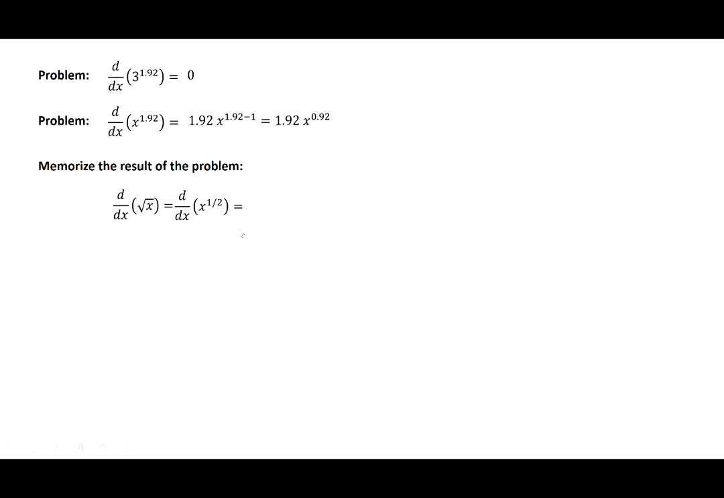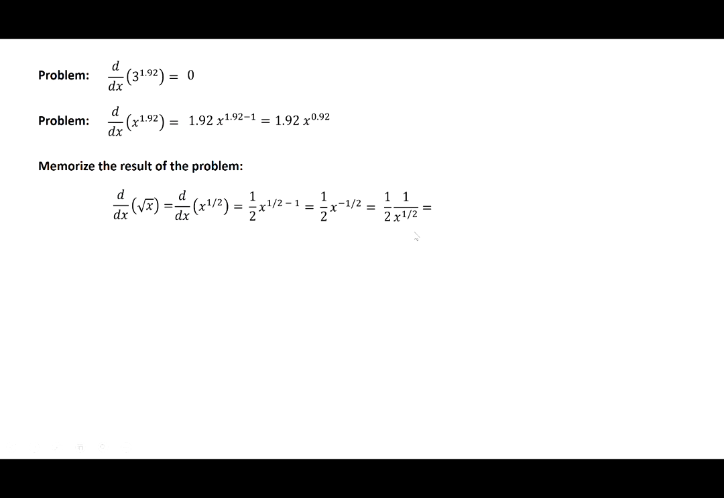Yes. So n times x to the n minus 1 becomes 1/2 x to the 1/2 minus 1. But 1/2 minus 1 is negative 1/2. So we have 1/2 x raised to negative 1/2. But x to the negative 1/2 is 1 over x to the positive 1/2. Do you agree with that? Let me repeat that: x to the negative 1/2 is the same as 1 over x to the positive 1/2. So we have 1/2 times 1 over x to the positive 1/2.